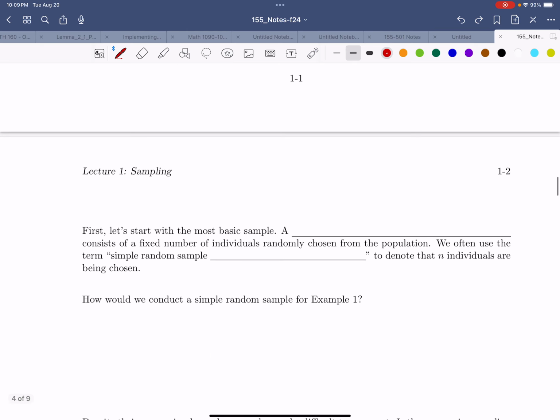Just a fair warning. The most basic example is called a simple random sample. I might abbreviate it, or the book might abbreviate it, as an SRS. A fixed number of individuals randomly chosen. We typically say simple random sample of size n, for some number n, maybe it's 100, or in this case 50. We fix the number that we want to sample, and then we sample that many. Now the key thing is you have to truly randomly sample.